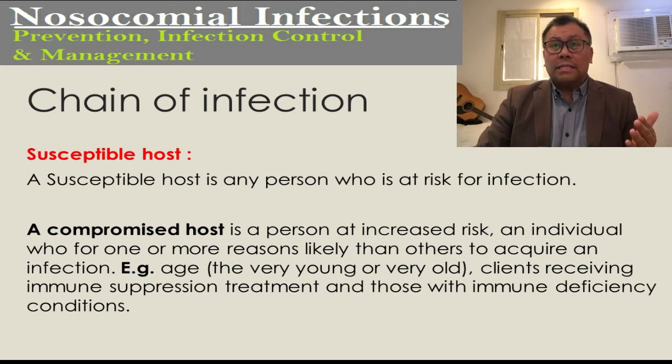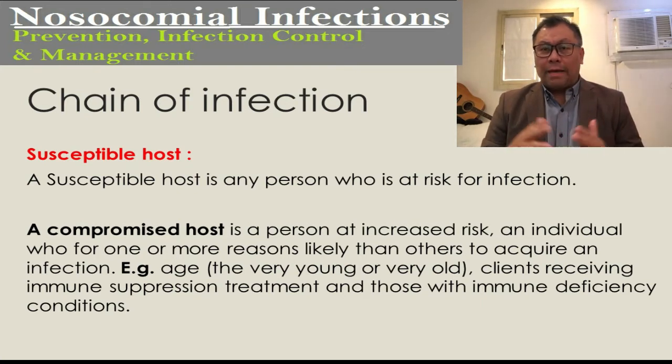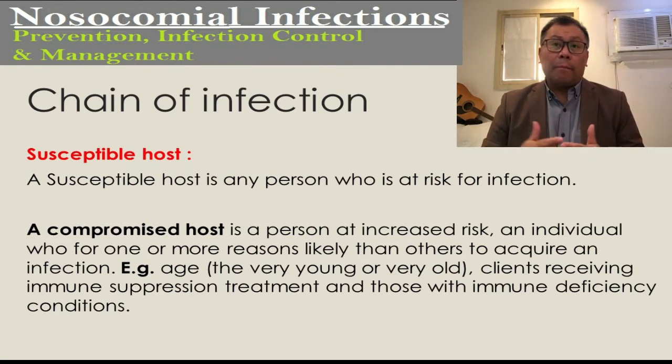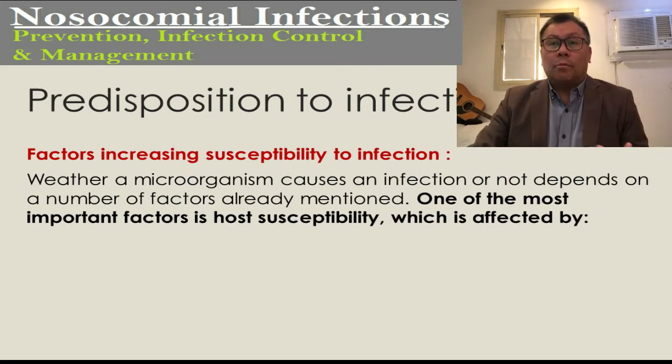The susceptible host is any person who is at risk for infection. Any patient or any person who is a compromised host is a person at increased risk, an individual who for one or more reasons is more likely than others to acquire an infection. Examples are AIDS, the very young or very old, clients receiving immune suppression treatment, and those with immune deficiency conditions. These are the examples of a compromised host. What are the factors that will increase susceptibility to infection?